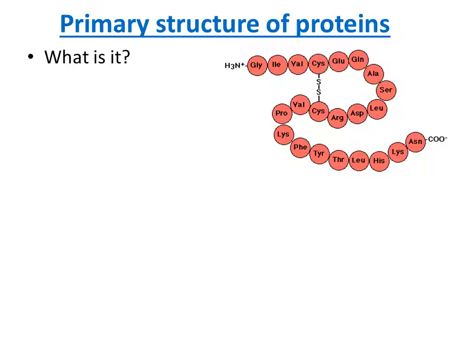Bonding together the amino acids produces the primary structure of the proteins. We can see in this diagram on the slide that we've got a range of different amino acids joined together. They've been given different letters, so we've got glycine and isoleucine, valine, cysteine, and so on. You're not expected to know these letters, although some of them may well become more familiar to you as you carry on studying the A-level course.